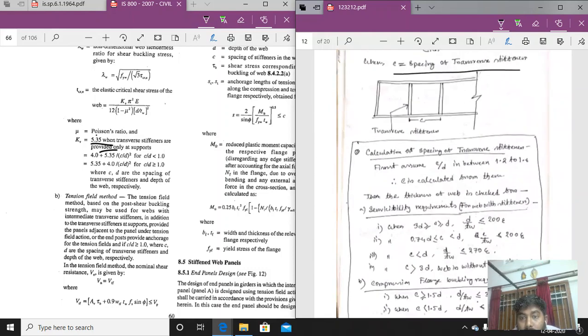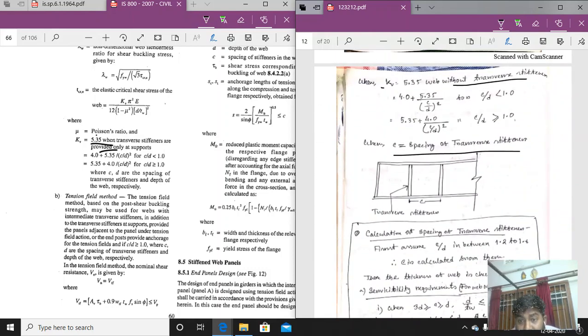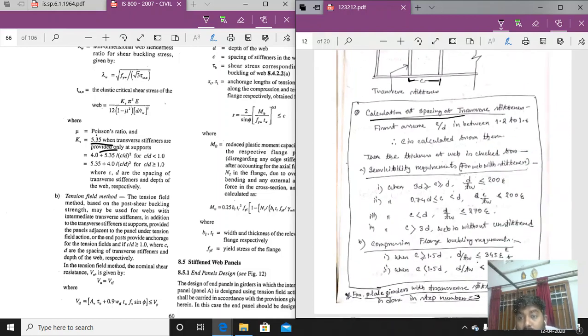How to determine that? We will now see. So how to determine the spacing of the transverse stiffener? What is the spacing? This is the spacing of the transverse stiffener. The distance between two intermediate transverse stiffeners is the spacing. So for calculation of the spacing, first assume c by d, that is the empirical formula here also. C by d, the spacing by the depth of the web, between 1.2 to 1.6 we have to assume. Then c is calculated from that. So we know the value of d, then c, the spacing, is calculated based on that formula.